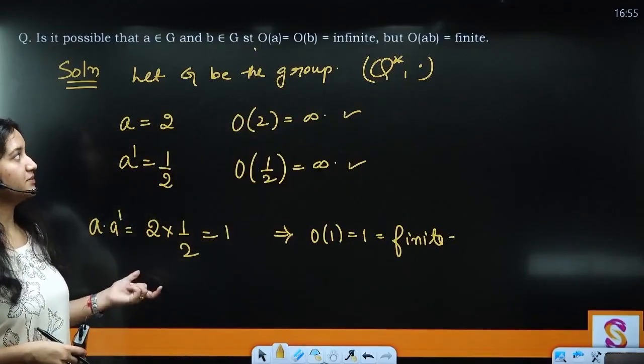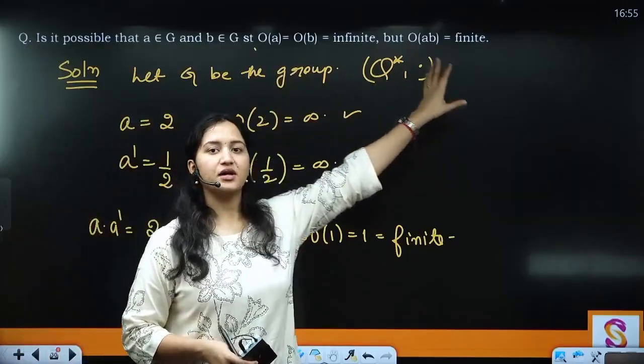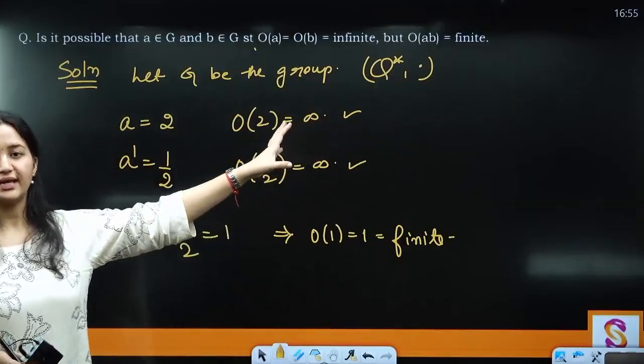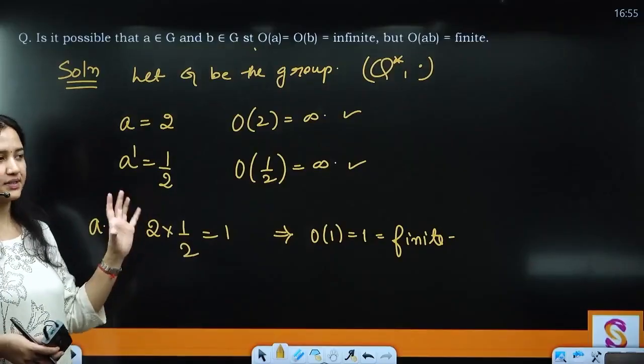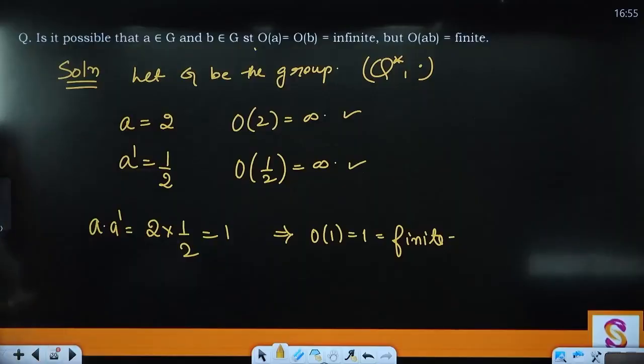So yes, it is a possibility that we take two elements which are of infinite order, and the product of those two, or the binary composition of those two, is again going to be finite, right? So this is a very good example. For a bit of brainstorming it is a good exercise, right? Chalo, let's start with the next topic.